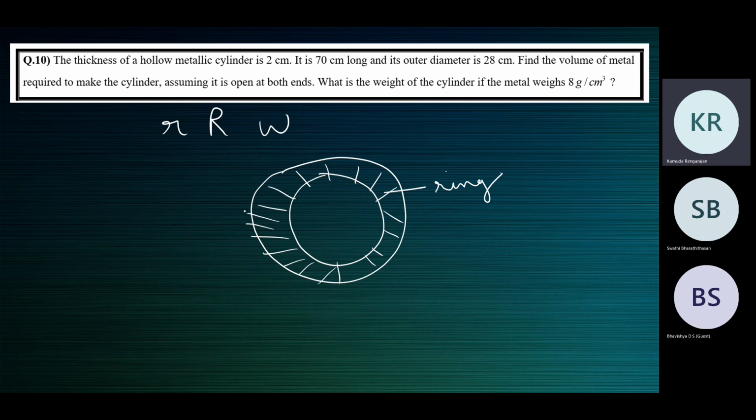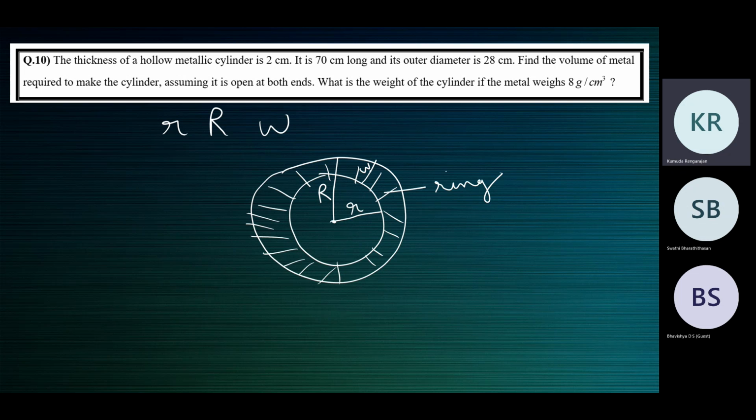This flat portion is called the ring, the area between these two concentric circles. These two circles have the same center, but different radii. So small r represents the radius of the inner circle. Capital R represents the radius of the outer circle. The difference between the outer radius and the inner radius is the thickness.